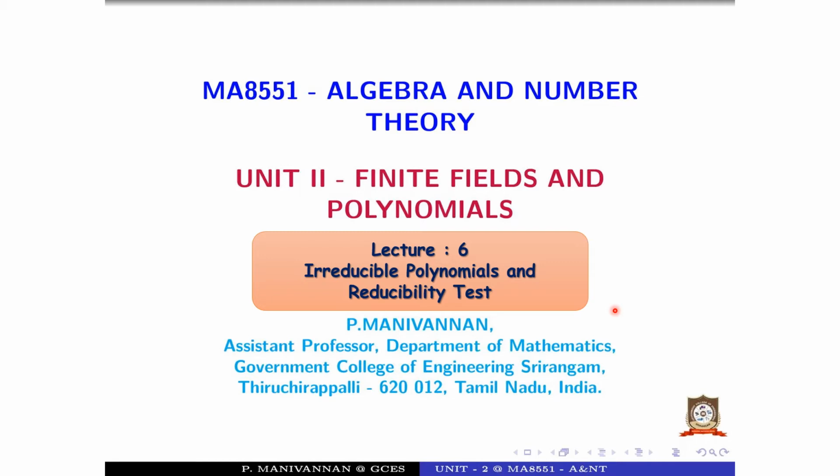This video is for the third year BE Computer Science Engineering students for the paper MA 8551 Algebra and Number Theory. Unit number 2, Finite Field and Polynomials. In this video, we discuss about the irreducible polynomial and reducibility.